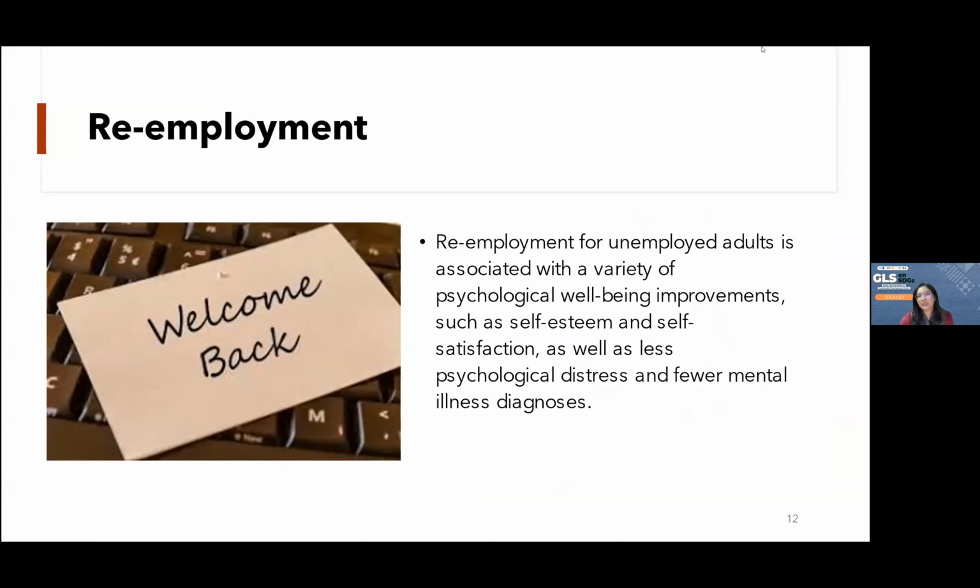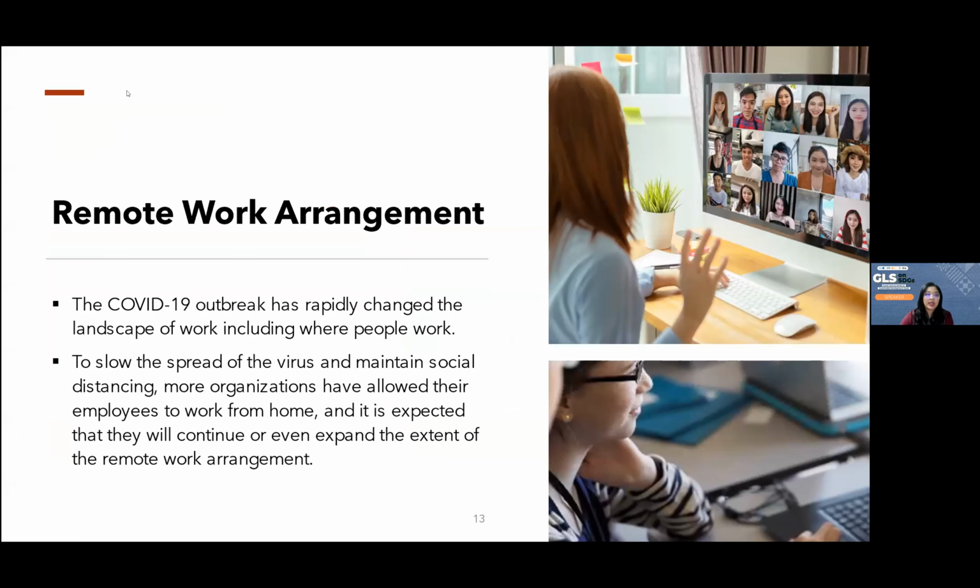And re-employment, the pandemic situation also gives the situation when we experience re-employment. So re-employment for unemployed adults is associated with a variety of psychological well-being improvements, such as self-esteem and self-satisfaction, as well as less psychological distress and fewer mental illness diagnoses.